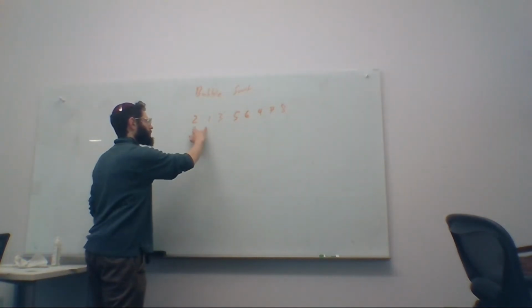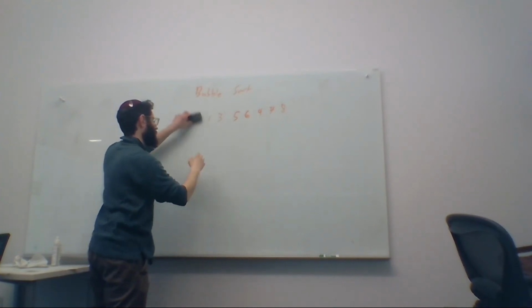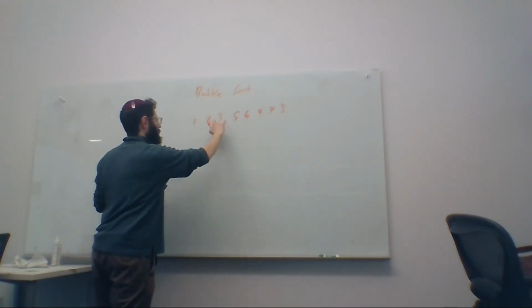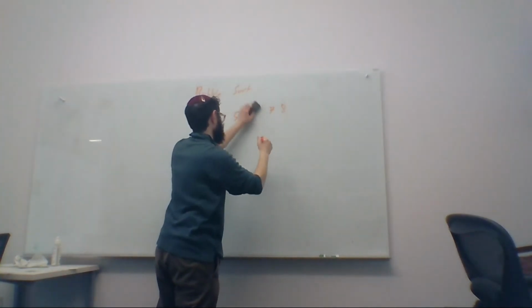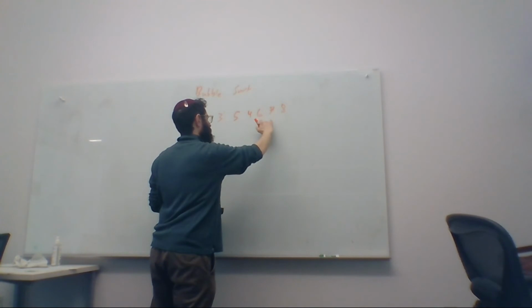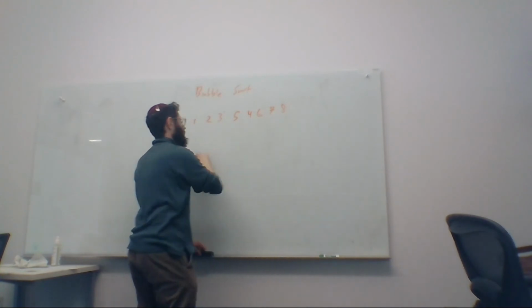So let's go through another iteration. 2 and 1, they're unsorted, so we swap them. 2 and 3, sorted. 3 and 5 are sorted. 5 and 6 are sorted. 6 and 4, unsorted. And then we could stop here if we're clever about how we program it, but 6 and 7 are sorted. That's sorted. Okay, let's do this again.